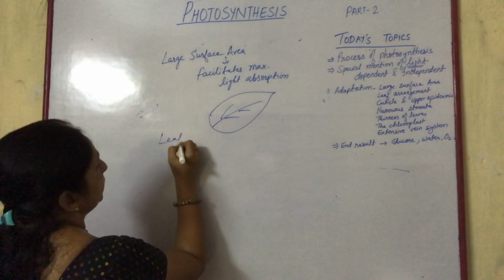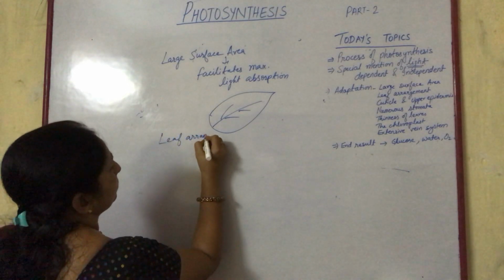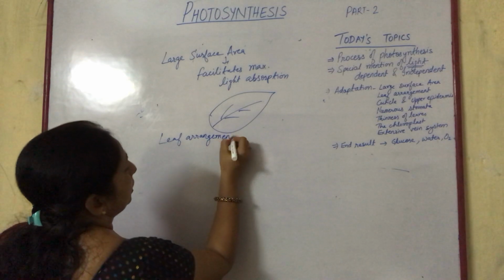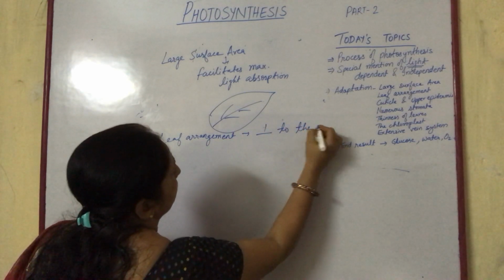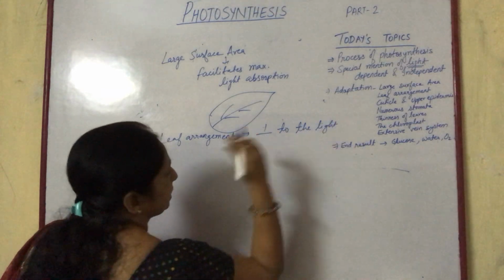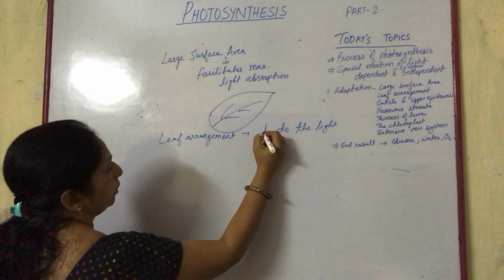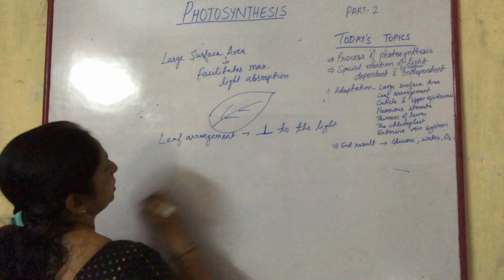After leaf arrangement, it must be perpendicular to the light for maximum light intensity falling, or to maximize photosynthesis.